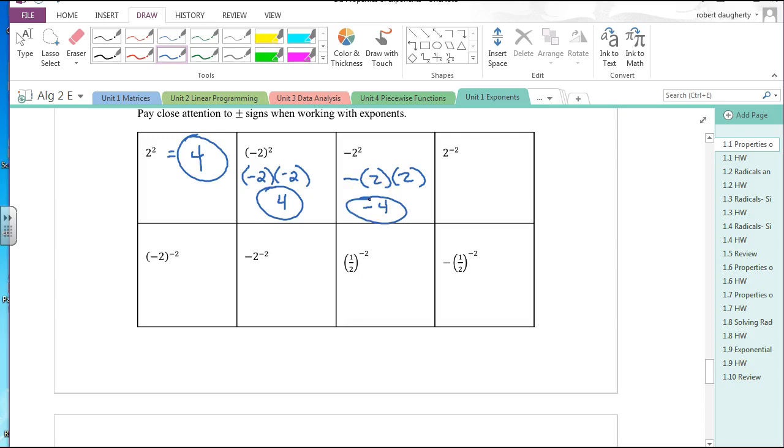So what people would tend to do, they'll say, oh, that's 4. It's not. This is negative 4. If it was going to be 4, it'd have to be this. So this is negative 2 times negative 2. This is a negative number. It's the negative of 2 squared. Now, 2 to the negative 2. How do I deal with 2 to the negative 2? This is 1 over 2 squared. What is that number? 1/4.